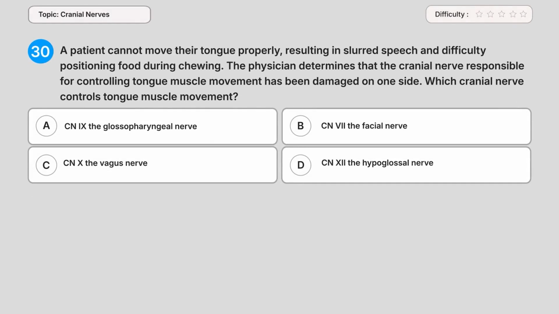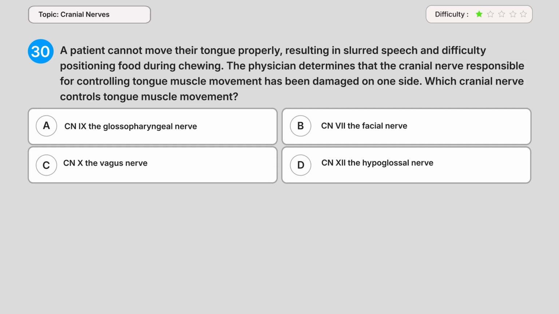30. A patient cannot move their tongue properly, resulting in slurred speech and difficulty positioning food during chewing. The physician determines that the cranial nerve responsible for controlling tongue muscle movement has been damaged on one side. Which cranial nerve controls tongue muscle movement?